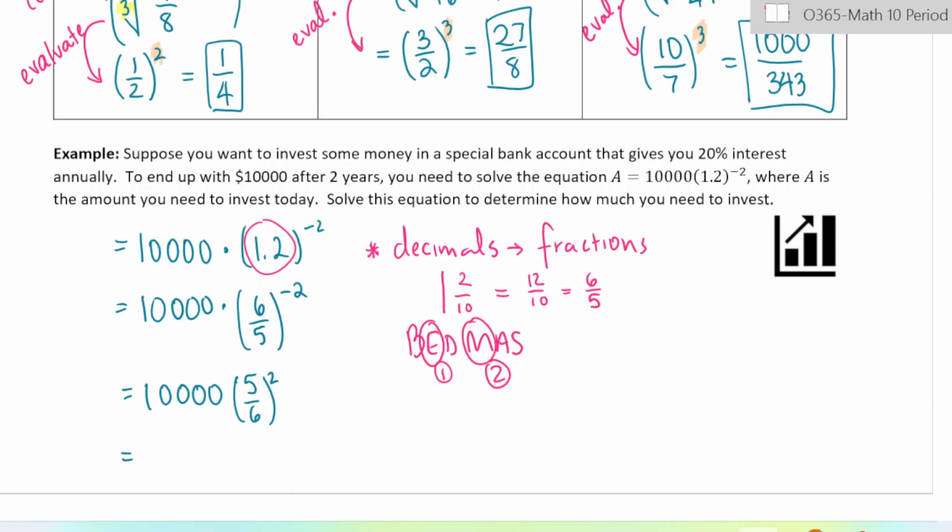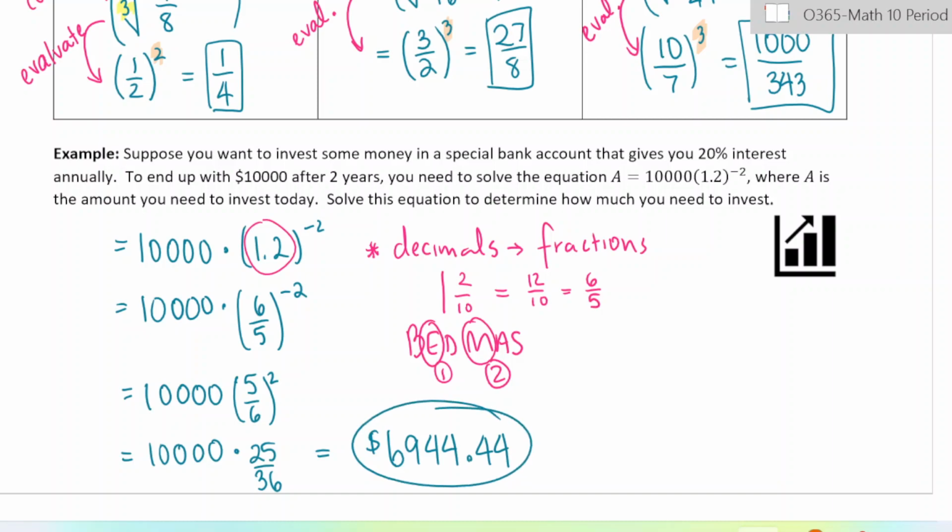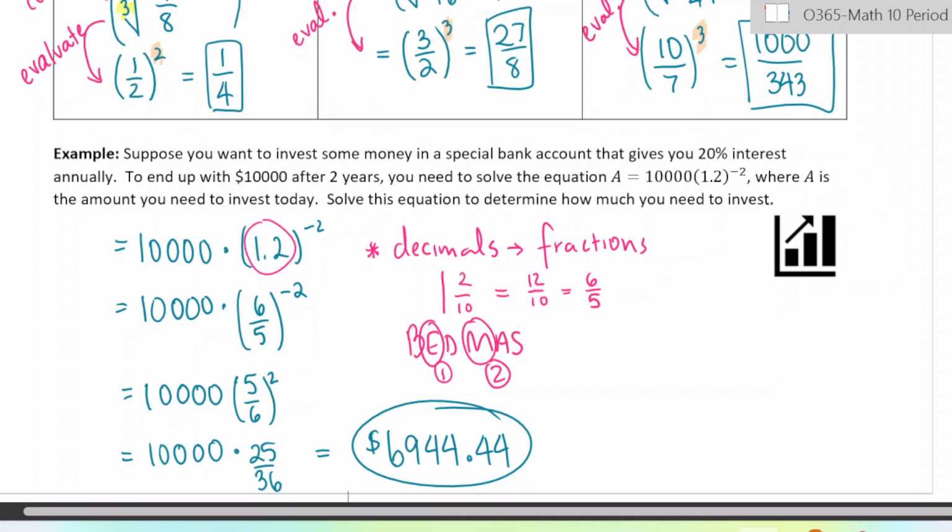Now we're going to evaluate it. So this is 10,000 times 25 over 36. And now we're just going to type that into our calculator to see what we get. So 10,000 times 25 divided by 36 is $6,944.44. We do have to round that number, but with money, we'll just always round to 2 decimal places there.